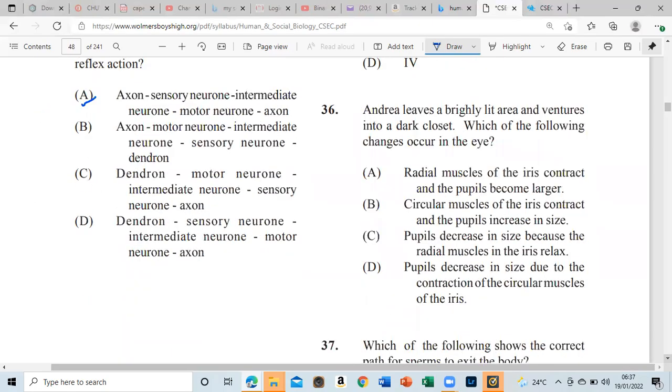All right. Andrea leaves a bright lit area and ventures into a dark closet. Which of the following changes occurs in the eye? And 36 is A. Radial muscles of the iris contract and the pupils become larger. Let's imagine a cat.